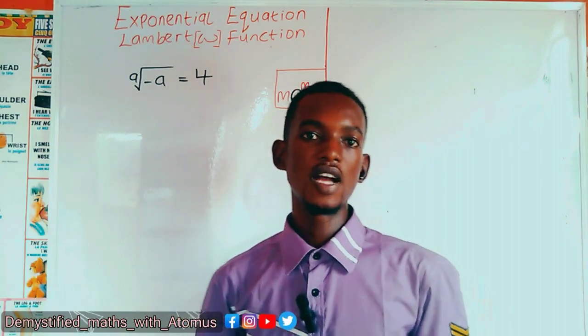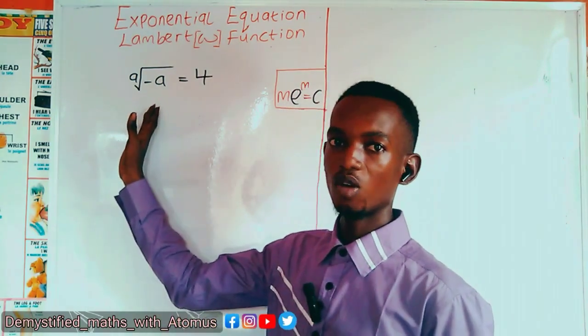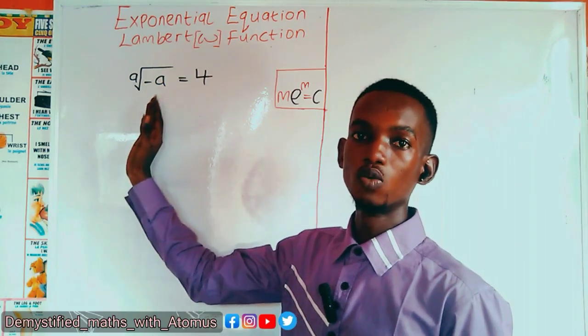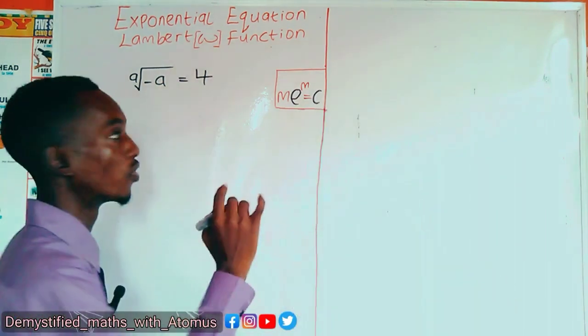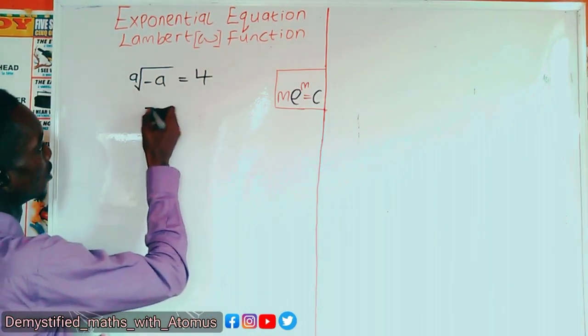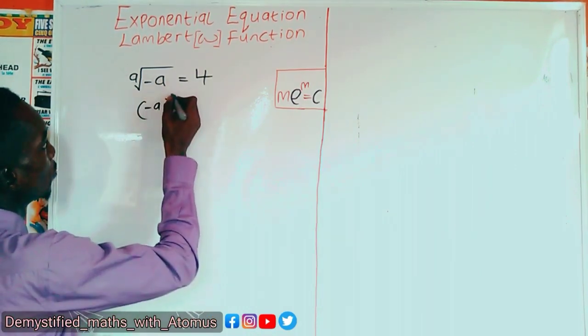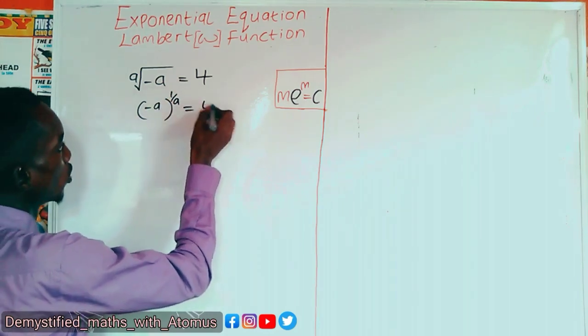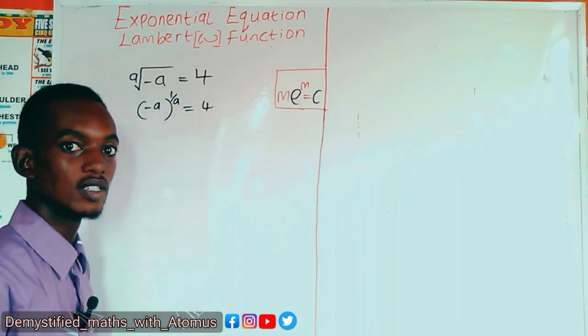The first thing to do is to simplify this using the law of indices, to express this root in the form of a power. From the law of indices, this will give us negative a raised to power 1 over a equals what? 4, from the basic law of indices.